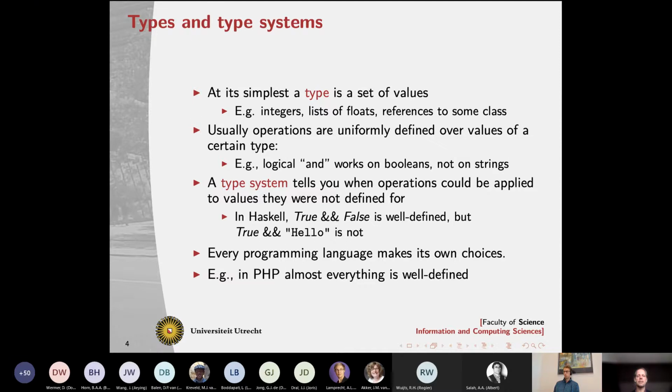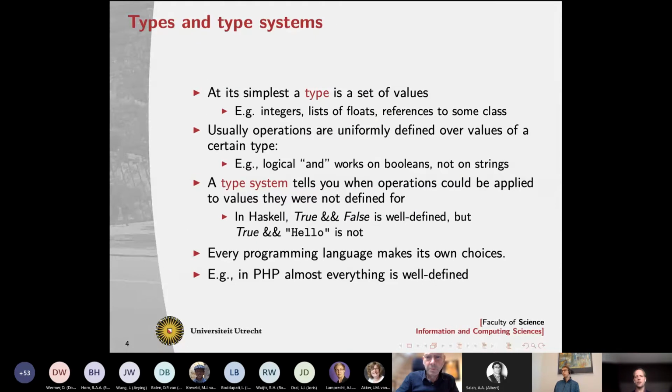It's not a Boolean. Now, this is in Haskell, but every programming language makes its own choices. For example, in PHP, almost everything is well defined. There are hardly any errors that you can make. Of course, you can still make mistakes in the sense that the program will not do what you want it to do, but it's not a type error.